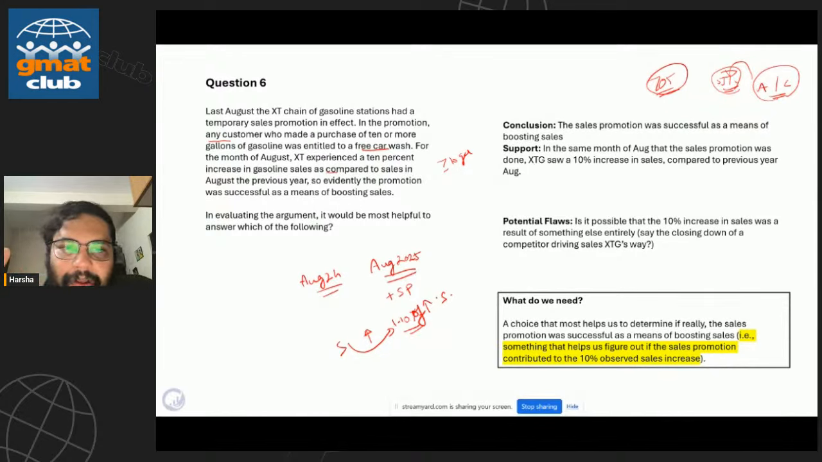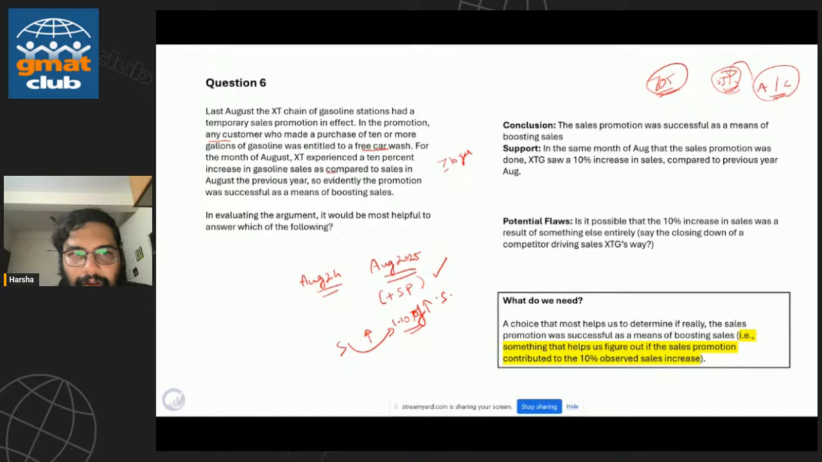Okay. So I think the argument is clear so far. The sales promotion was in effect. What is a sales promotion is clear. What is the observation? In this August 2025, we had the sales promotion ongoing. It's a temporary thing, it doesn't always happen. And what did we observe? We saw a 10% increase in sales compared to last August. So an August to August comparison is happening.